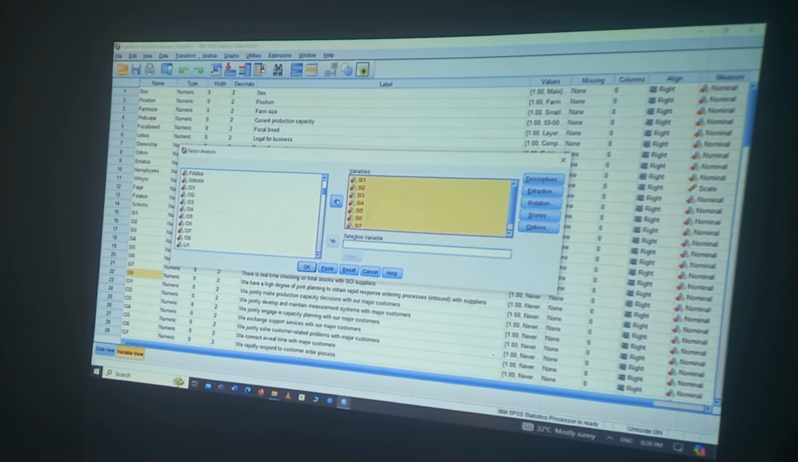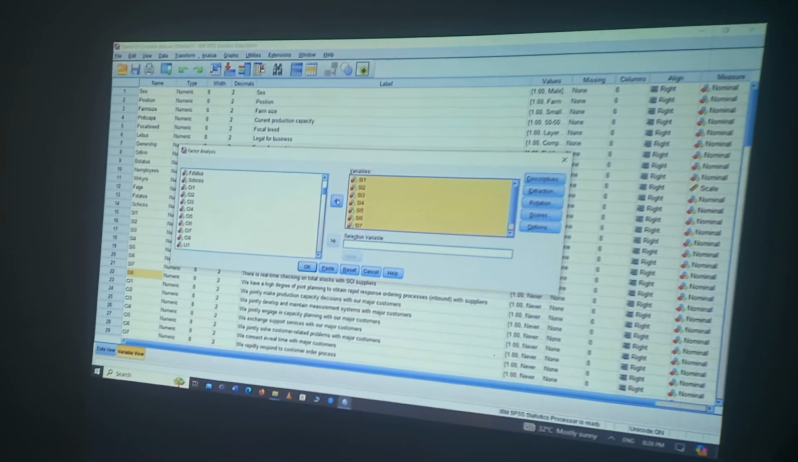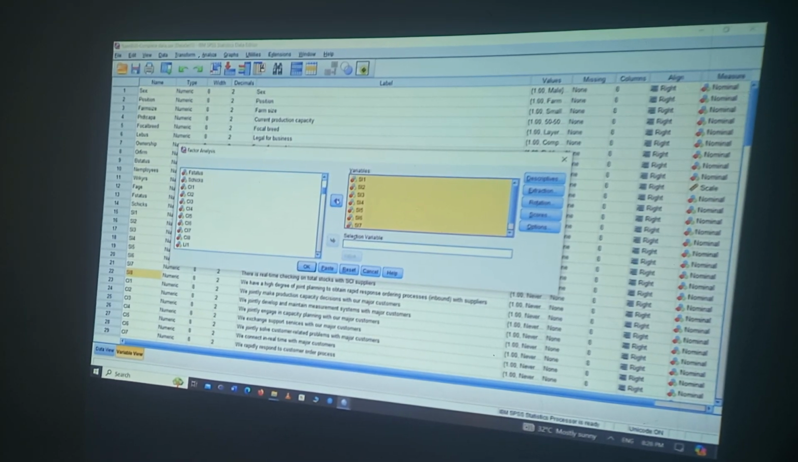Scroll down. Right click. So you can start from SI1 to SI8, and that is 8. So move them to the variable. So for confirmatory, these are the 8 questions or statements that we think are forming the supplier integration.